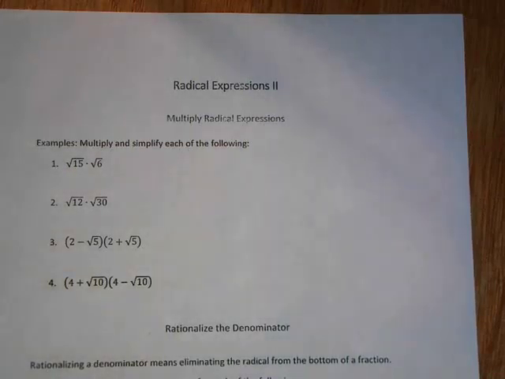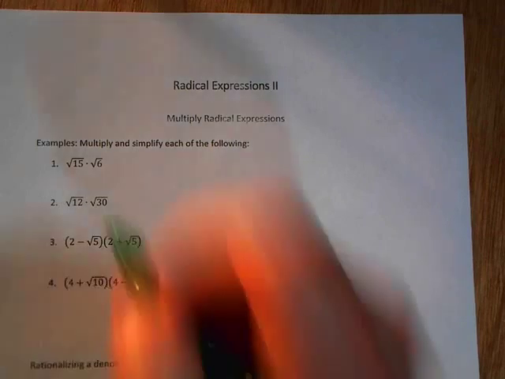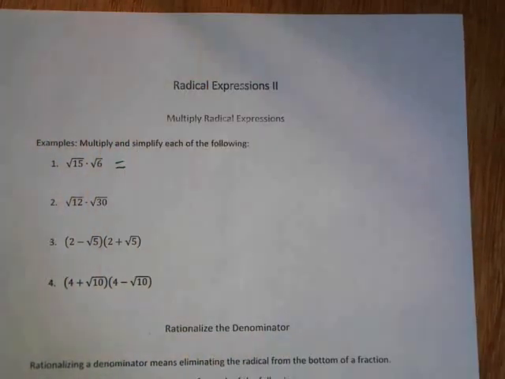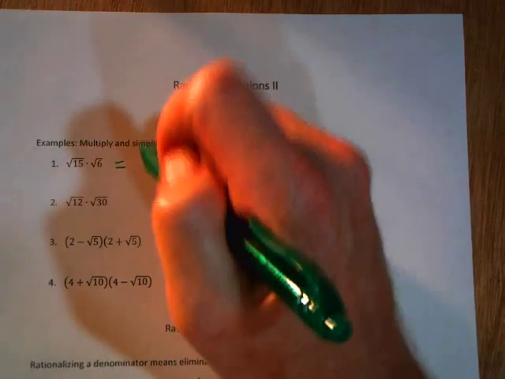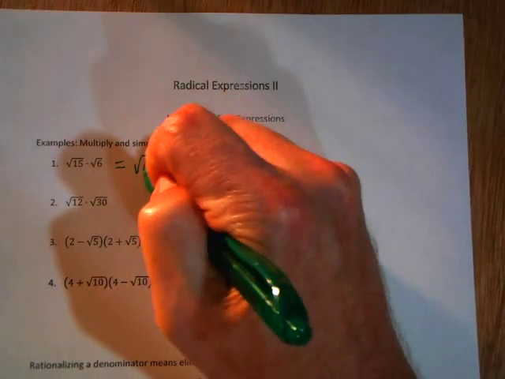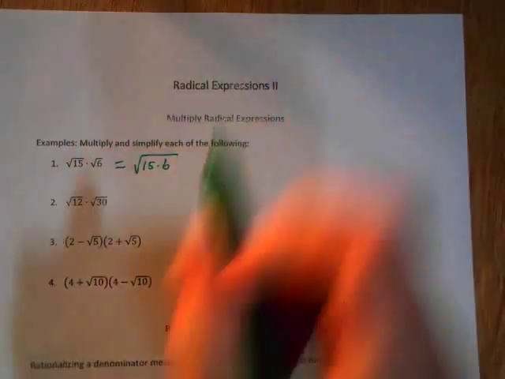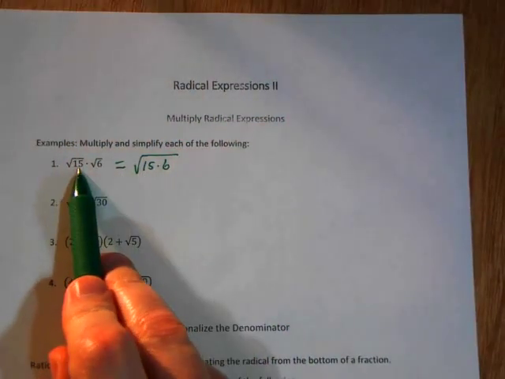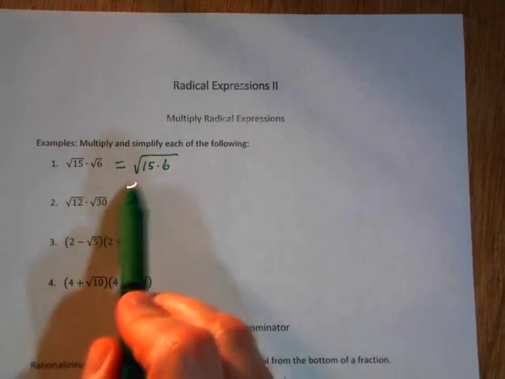Rational expressions, part 2. We're going to continue to simplify things with square roots. We used this property backward in the last section. In the last section, I started with something that might have been the square root of 15 times 6 and said you can write that as square root of 15 times square root of 6. You can use that in the opposite direction too.